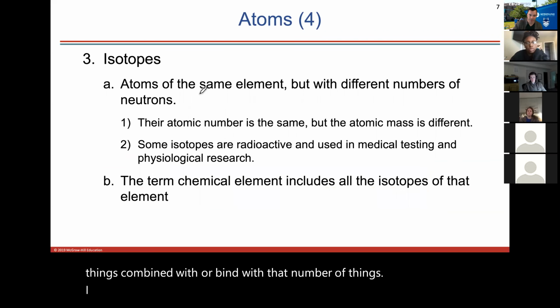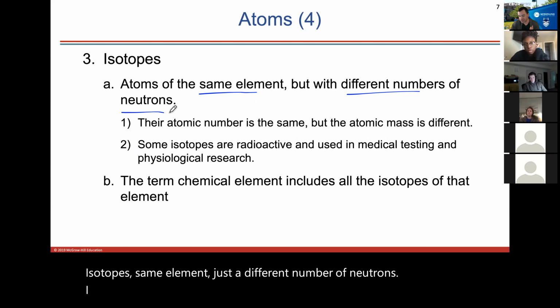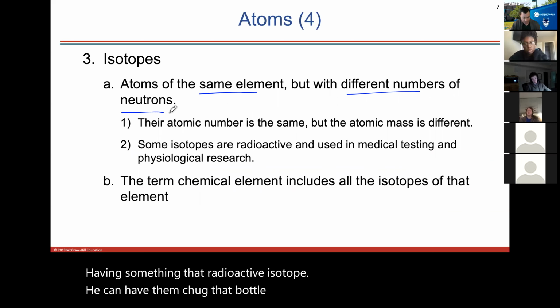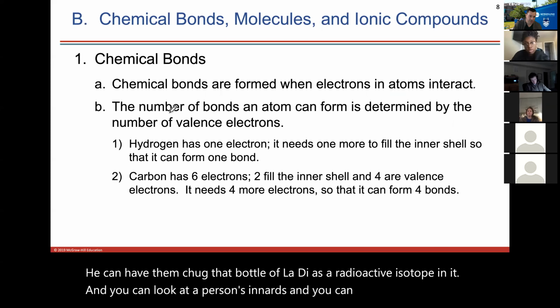Isotopes, same element, just a different number of neutrons. Isotopes are fabulous for imaging studies. Having a radioactive isotope, you can have them chug that bottle of dye that has a radioactive isotope in it. And you can look at a person's innards and you can see a whole bunch of stuff. So that's what isotopes are.